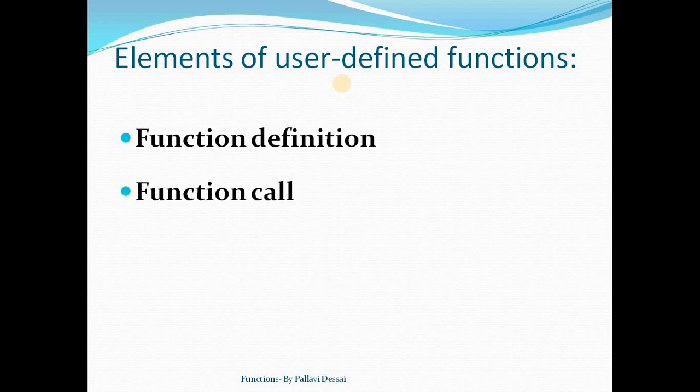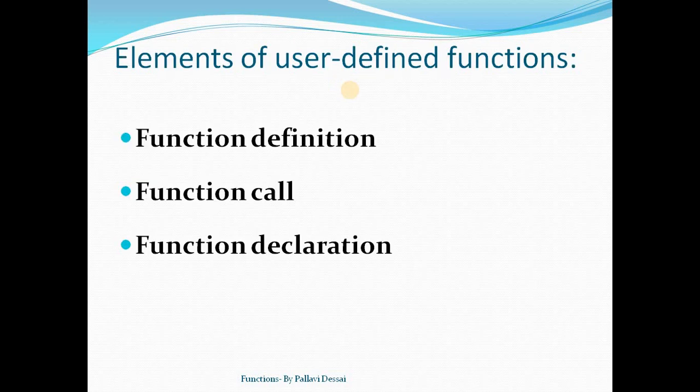Next we will see an important point, that is the elements of user-defined functions. There are three important elements of user-defined functions which we have to include in our C program when we use functions. The first element is function definition, the second is function call, and the third is function declaration. We shall discuss each of these elements in detail.